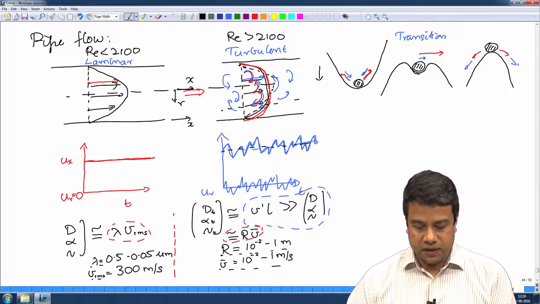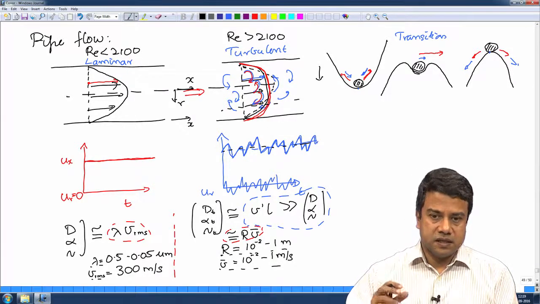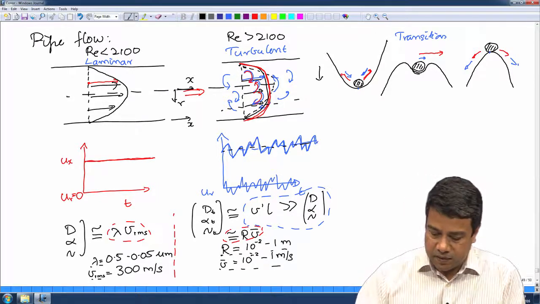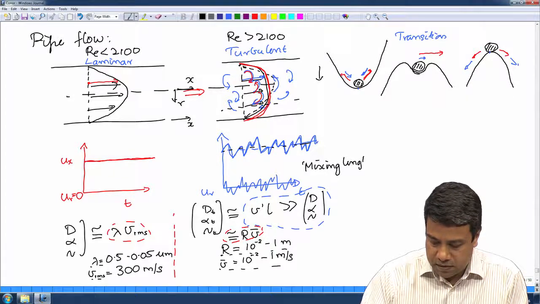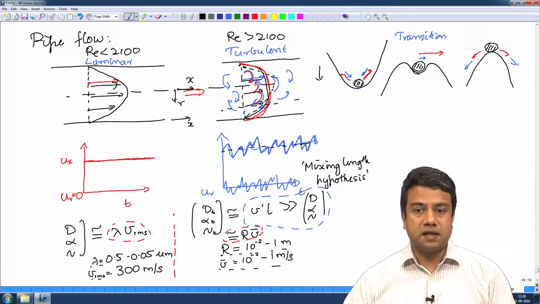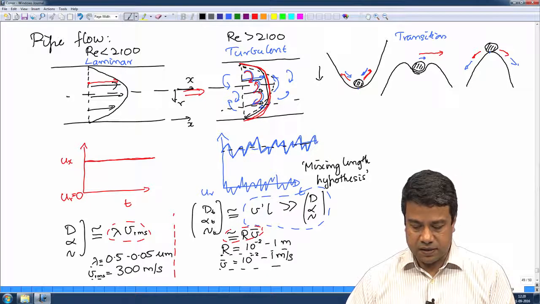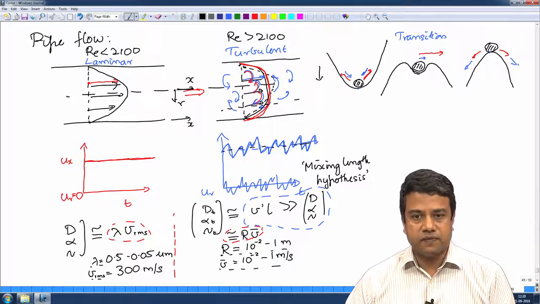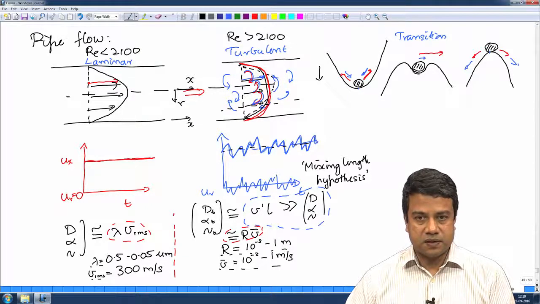In that case, one can make a loose analogy that the diffusivities will be a magnitude of the fluctuating velocity times a size of the eddies. This goes by the name of the mixing length hypothesis. L in this case is the mixing length, the distance over which the eddies mix the fluid, and V prime is a characteristic velocity of the eddies, and therefore, the turbulent diffusivities will scale as V prime times L.